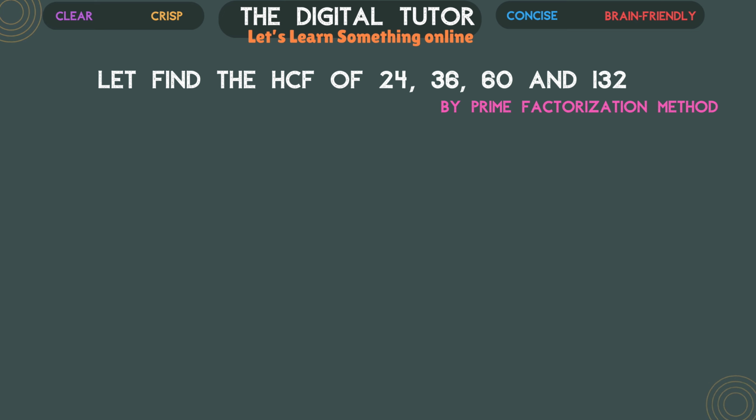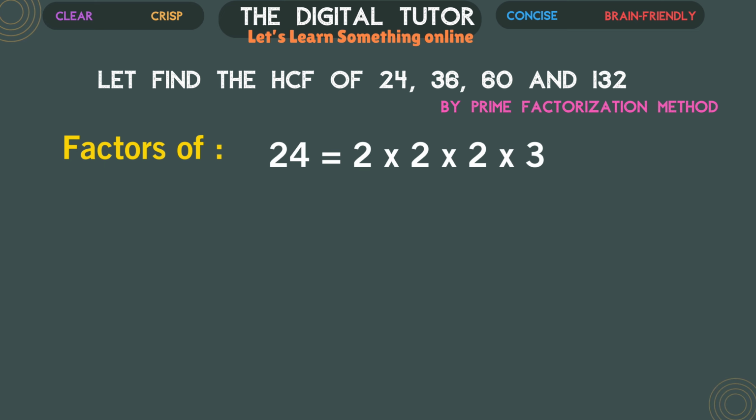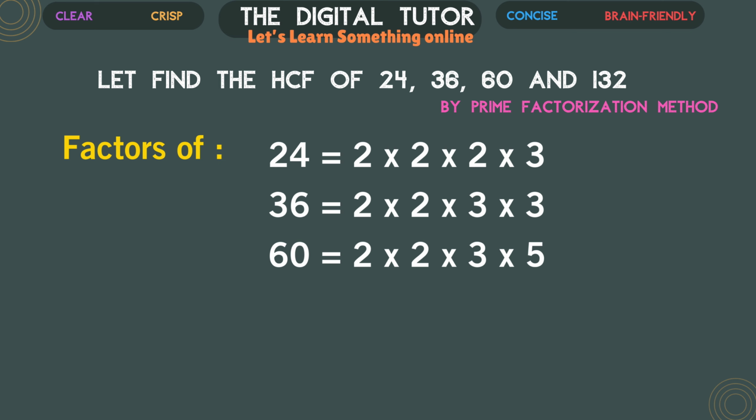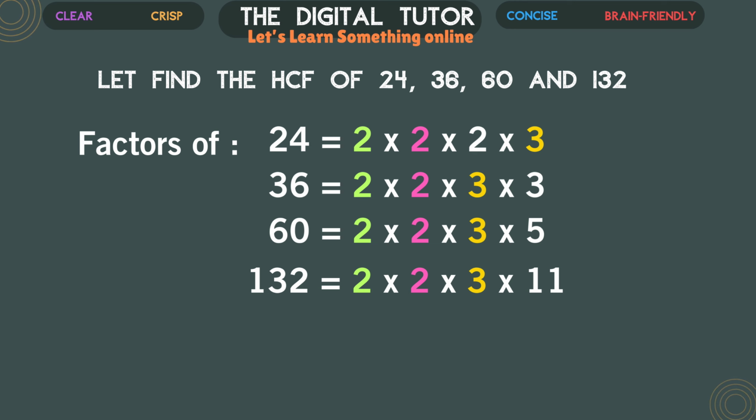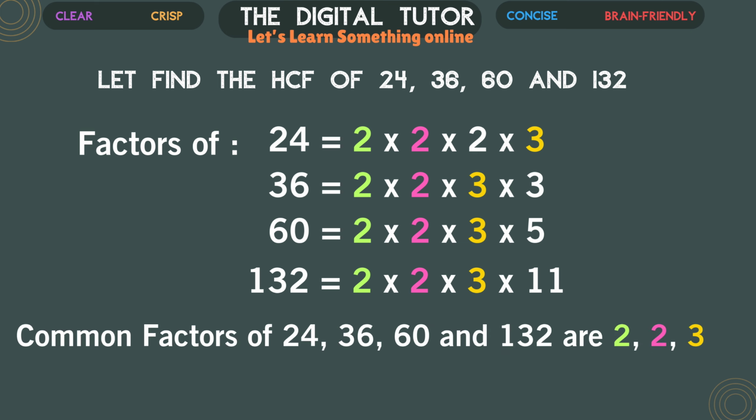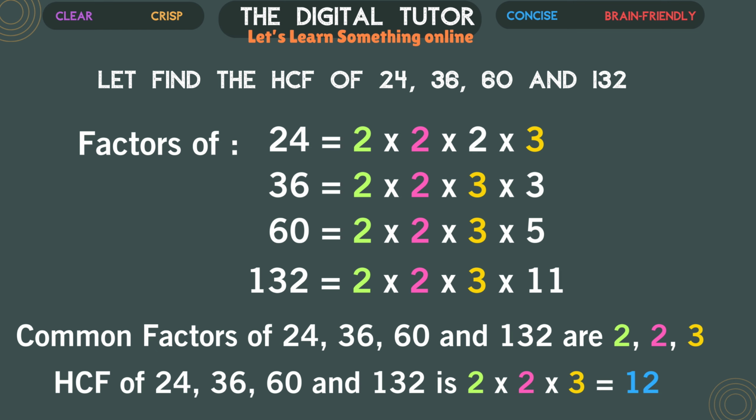So let's find out the HCF of 24, 36, 60 and 132 by prime factorization method. The factors of 24 are 2 into 2 into 2 into 3. Factors of 36 are 2 into 2 into 3 into 3. Factors of 60, 2 into 2 into 3 into 5. And factors of 132, 2 into 2 into 3 into 11. Now let us figure out the common factors of these numbers. So we can see 2, 2 and 3 are the common factors of all these numbers. So the HCF of 24, 36, 60 and 132 is 2 into 2 into 3, which is equal to 12.